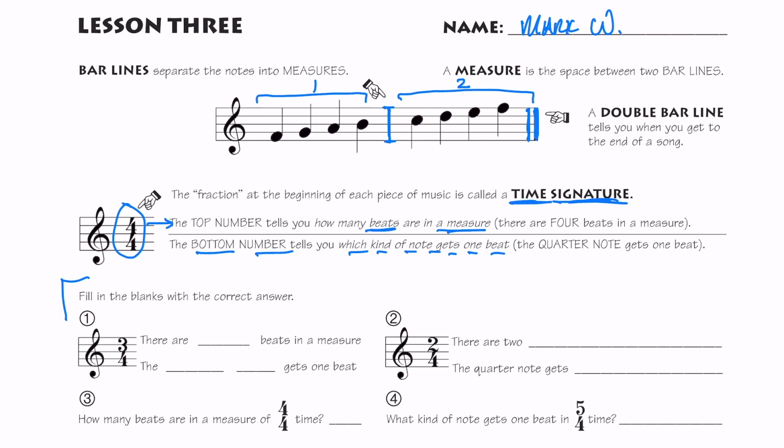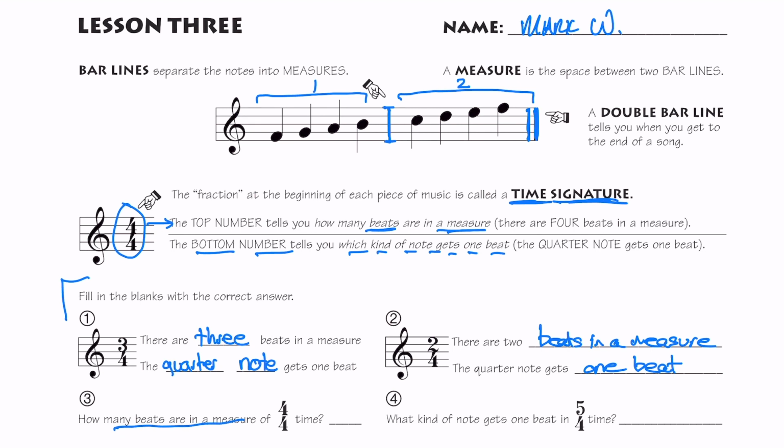All right, so here we are on number 1. Fill in the blanks with the correct answer. So look at this time signature. What is the top number? The number is 3, so there are 3 beats to a measure. Now, I already told you what the 4 means. That means the quarter note gets 1 beat, or receives 1 beat. All right, number 2, there are 2 beats in a measure. Excuse my bad handwriting. And the quarter note gets 1 beat.